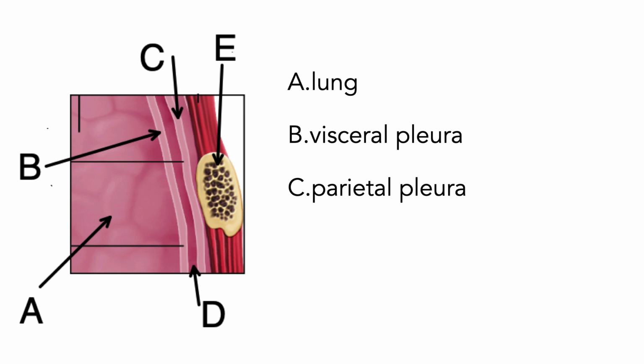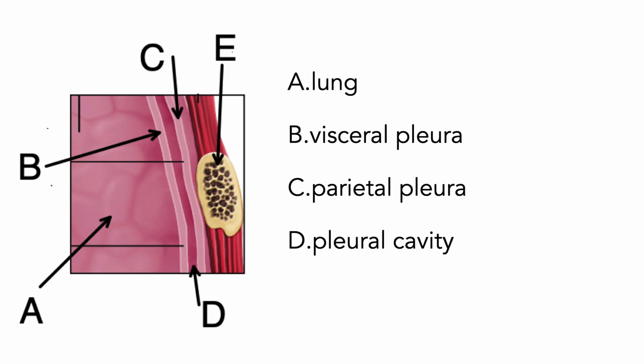And here, of course, that would be really important because these are going to slide over each other as your lungs expand on inhalation and collapse a little bit on exhalation. D is a potential cavity. Okay, so they're actually separate from one another, and essentially they sit right up against each other, but that's a potential space, the pleural cavity.